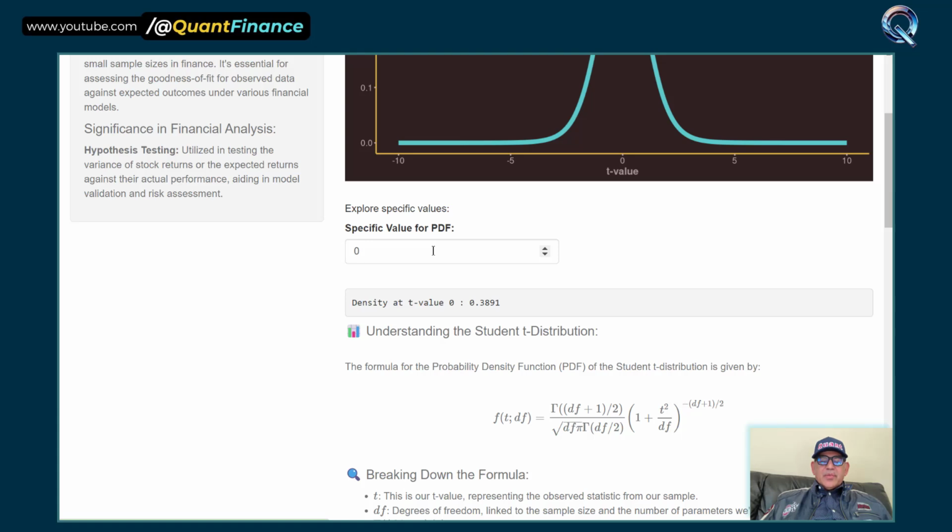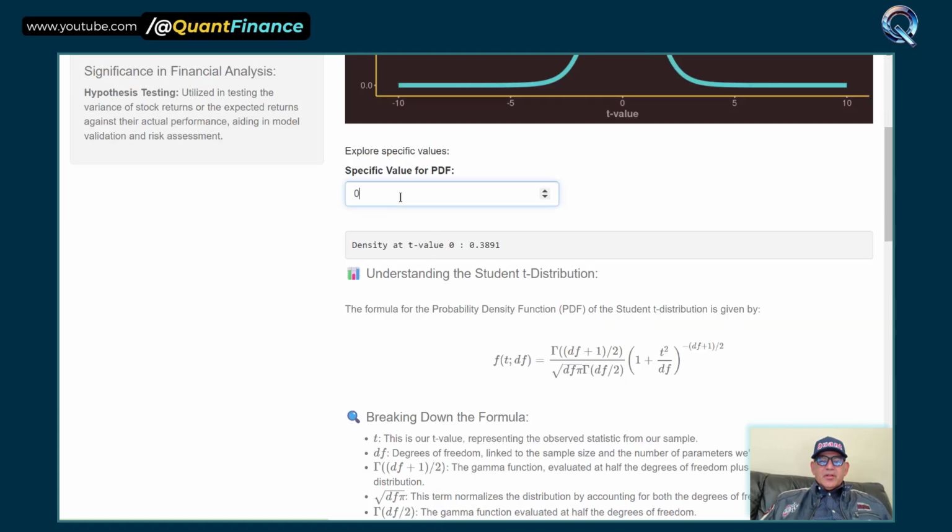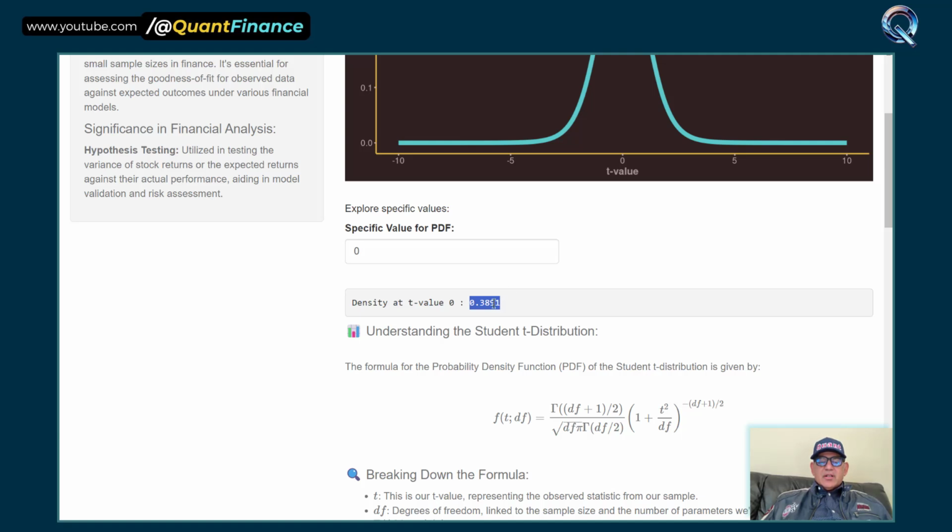In this PDF, we take a particular value, T value, which is 0 by default in this case, and we try to find out the value of this particular phenomena T value at 0 in this case, which came out to be 0.3891. Which means there is a 38.91% chance of getting 0 value of T.